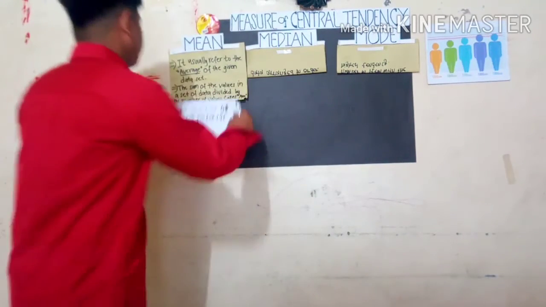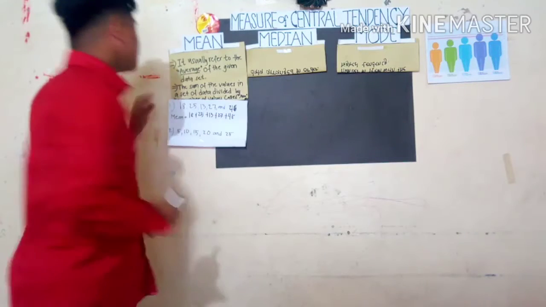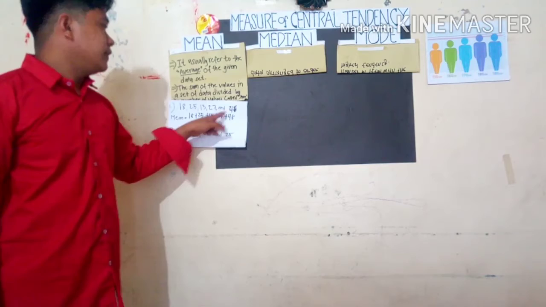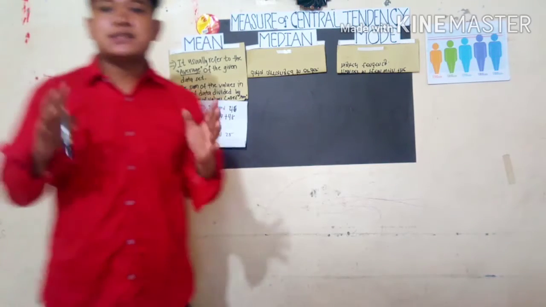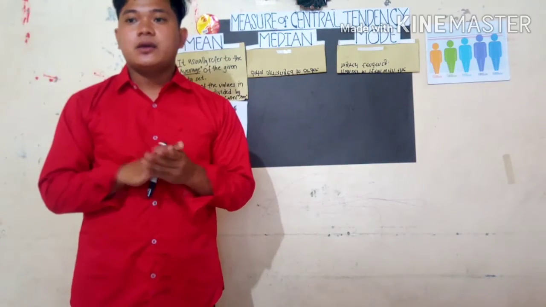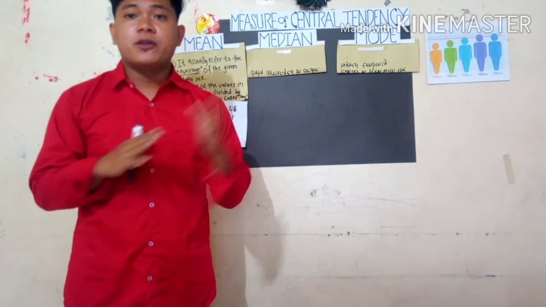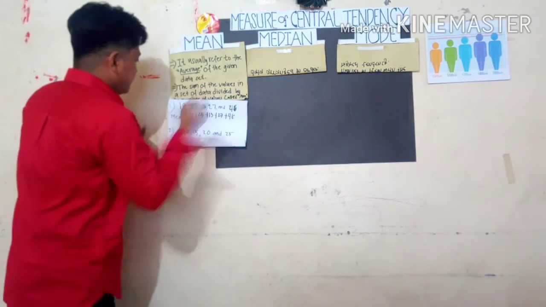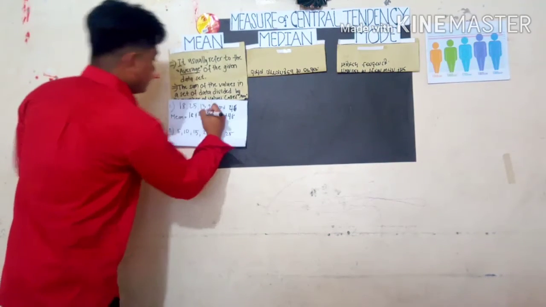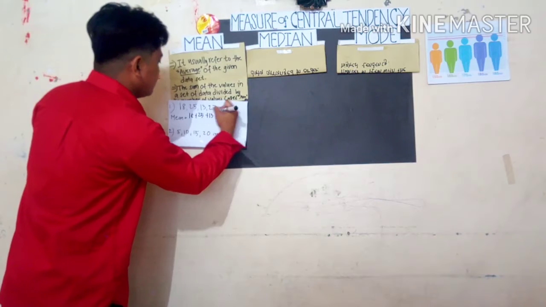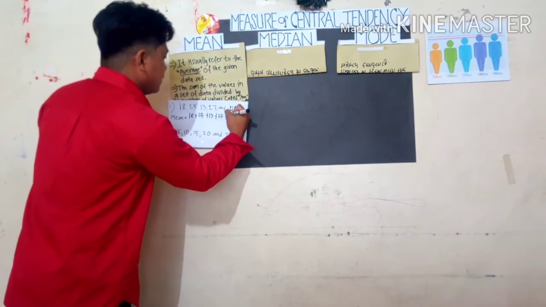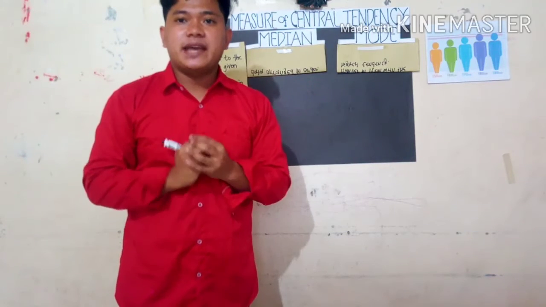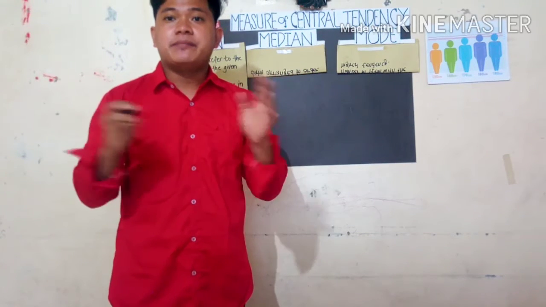Let's say we have 18, 25, 13, 27, and 46. But take note, class, in order to get the mean, we're going to get the sum of all the values and divide it by 5. Then we have 18 plus 25 plus 13 plus 27 plus 46 is equal to 129. And 129 is being divided by the number of values.